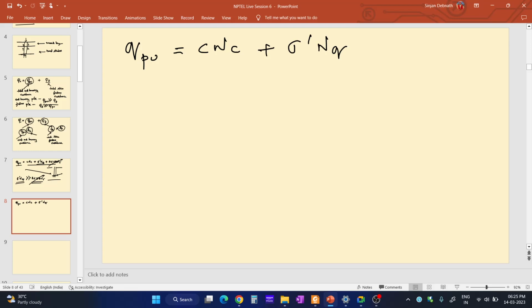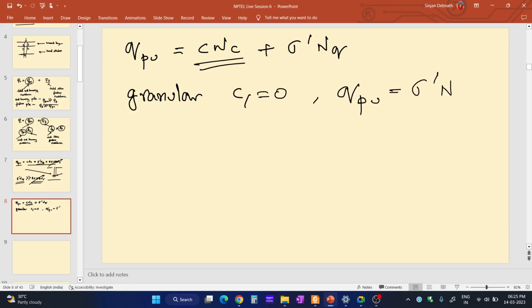Now what happens is that for granular soil, c will be equal to 0. That means this term will be equal to 0. So the bearing capacity will be sigma dash Nq. And for cohesive soil, c will be present, but phi will be equal to 0, right? For cohesive soil, phi will be equal to 0.